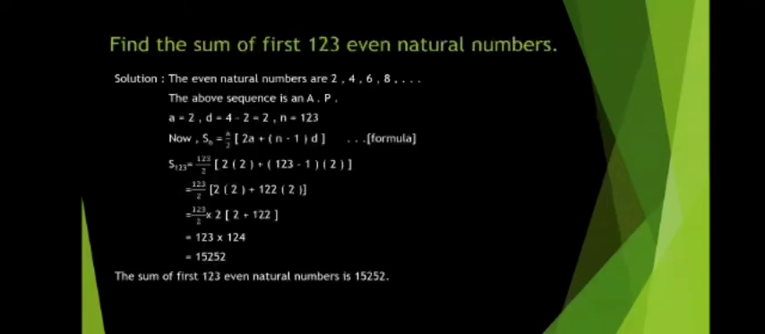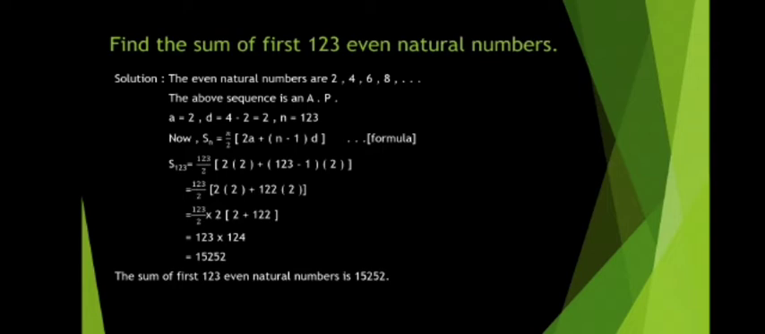So the next question is: we have to find the sum of the first 123 even natural numbers. I think everyone knows what even natural numbers are. Even numbers are those which can be divided by 2, or we can say the multiples of 2. So the even natural numbers are 2, 4, 6, 8 and so on. Here we can see the difference between each term is 2, so we can say it is an AP.